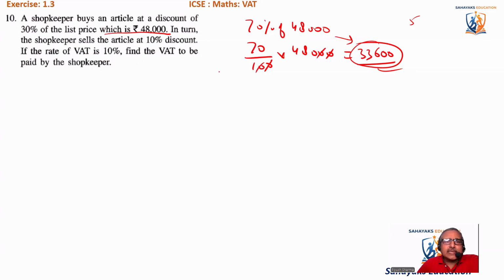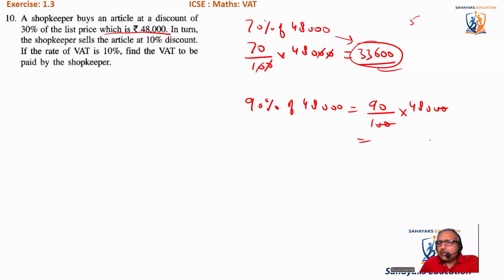In turn, the shopkeeper sells the article at 10% discount. Now, what price is he selling it at? He's selling it at 90% of 48,000. That comes out to be 90 divided by 100 into 48,000. These two get cancelled. 9 8s are 72, 9 4s are 36, 36 plus 7 is 43. So he sold it for 43,200 rupees. Now, if the rate of VAT is 10%, find the VAT to be paid by the shopkeeper.